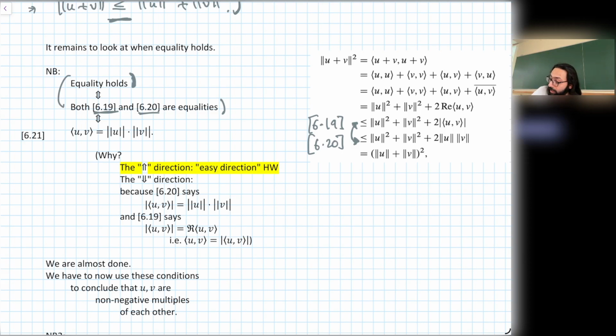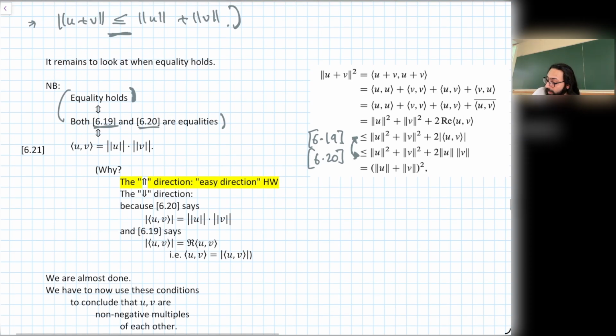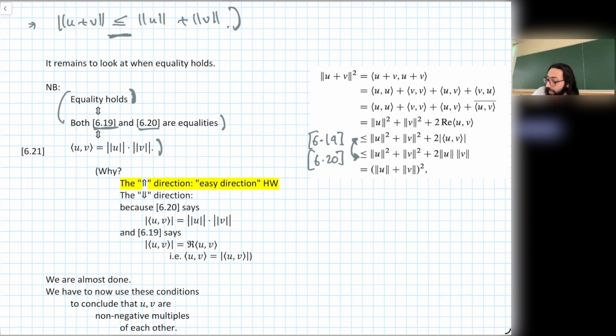if these two things are equalities, that is equivalent to saying, and this is sort of the delicate part, that the inner product of uv is exactly the norm of u times norm of v. So what it is saying is that if these two inequalities are actually equalities, then from this you can deduce that the inner product must be the norm of u times norm of v. And this statement is not so obvious. So we're going to try to reason about it.